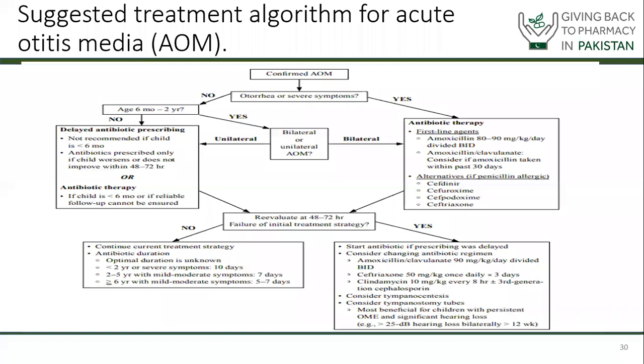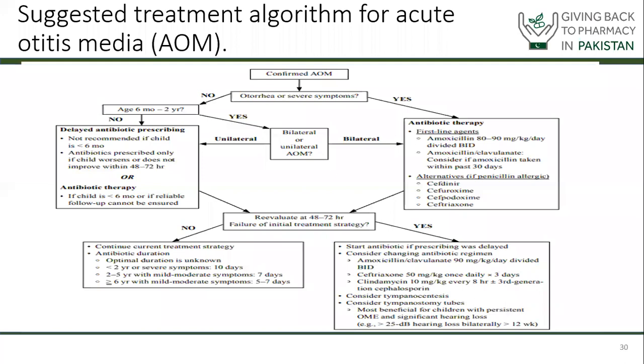Amoxicillin-clavulanate (Augmentin) is also recommended, amoxicillin plus clavulanate. And as an alternative, if a patient is allergic to penicillin or amoxicillin, then other agents like ceftriaxone, cefuroxime, and cefpodoxime are also recommended.